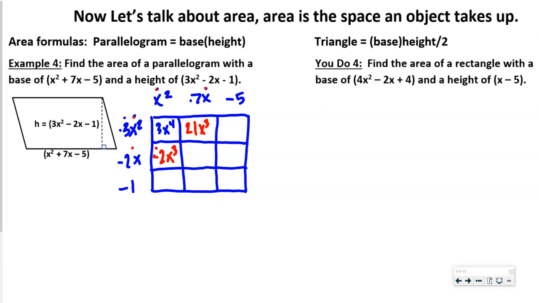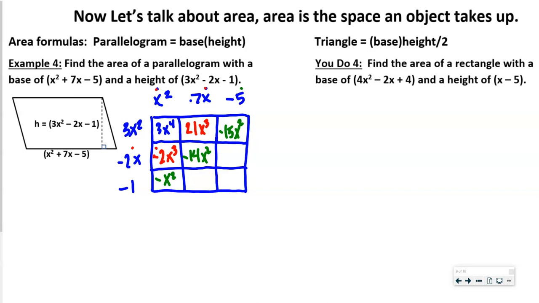Now, notice that we have our like terms in our diagonal there. So we're going to keep going. We're going to multiply negative 5 times 3x squared, so that's going to give us a negative 15x squared, okay? Now I'm going to do 7x times negative 2x, so that's going to be negative 14x squared. And then I'm going to do my x squared times minus 1, so this is just going to be minus x squared, okay? Are you starting to see your like terms there in your diagonals?